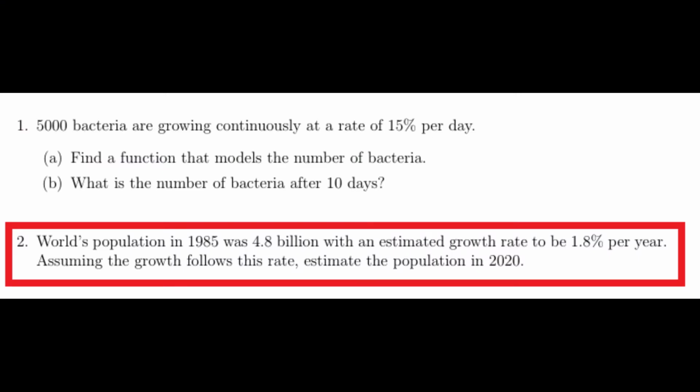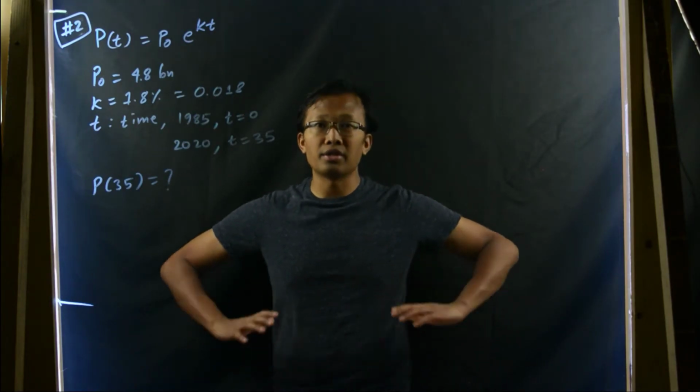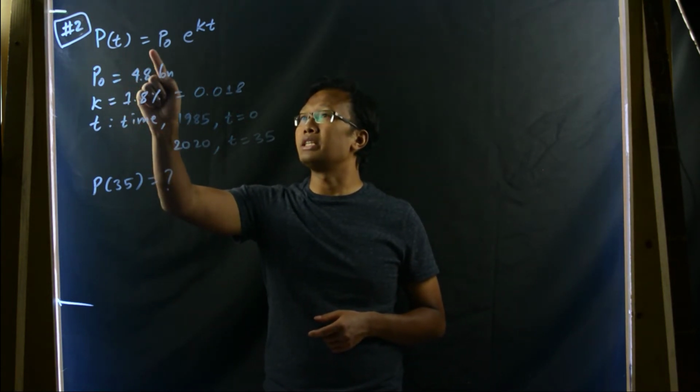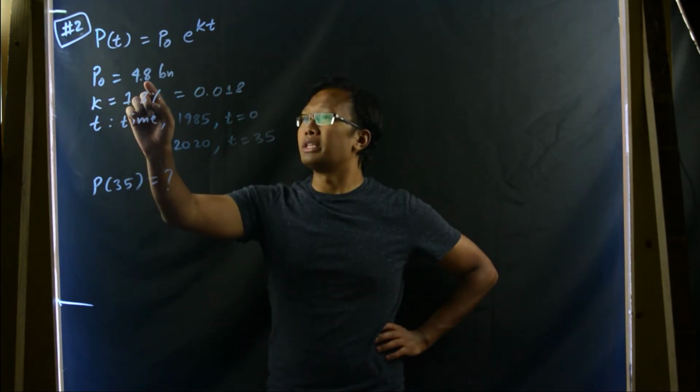You can see problem number 2 on the screen, which says that the world population in 1985 was 4.8 billion with an estimated growth rate of 1.8%. Assuming the growth pattern follows this rate, estimate the population in 2020. This continuous growth is governed by the equation P(t) = P0 e^(kt). P0 is 4.8 billion.